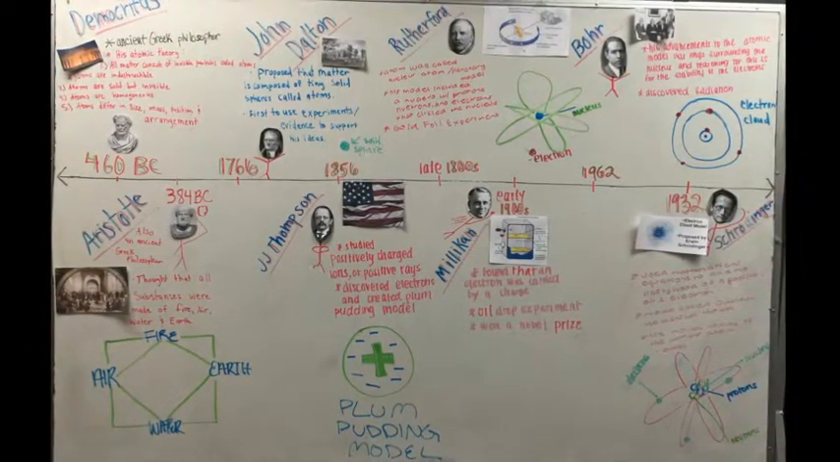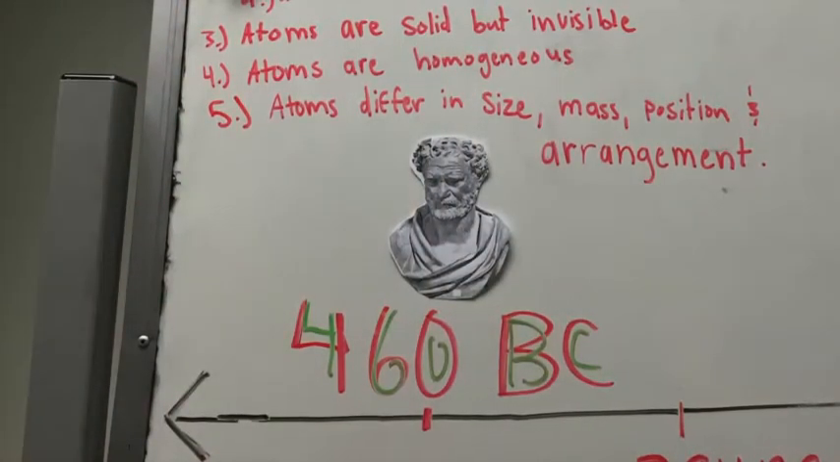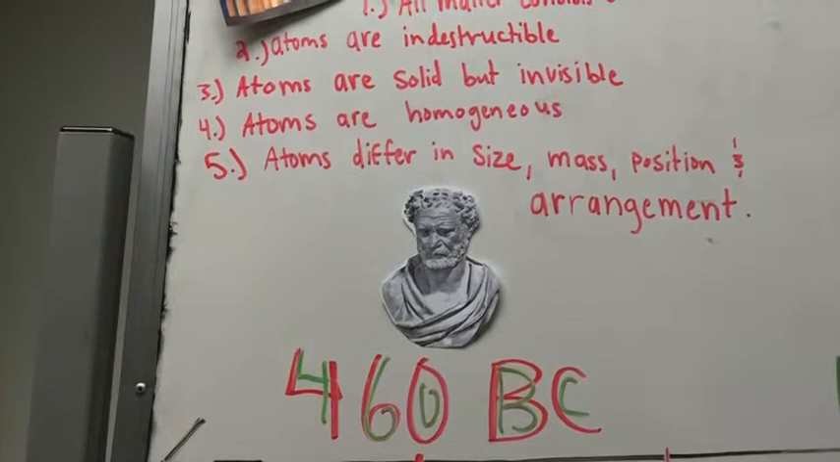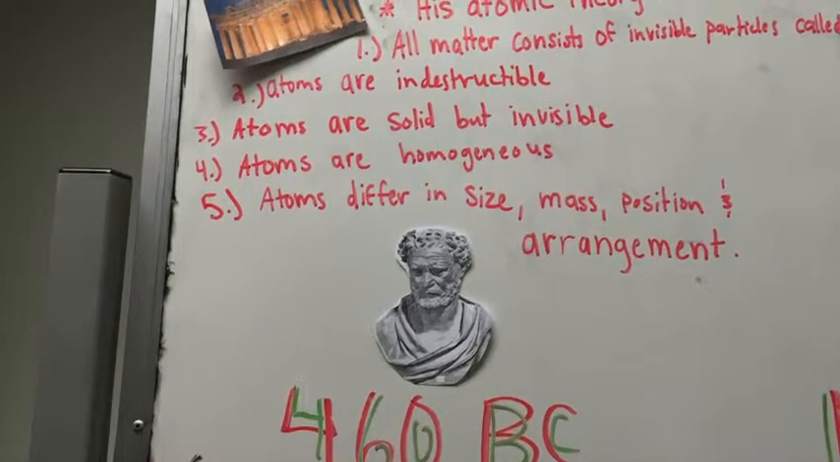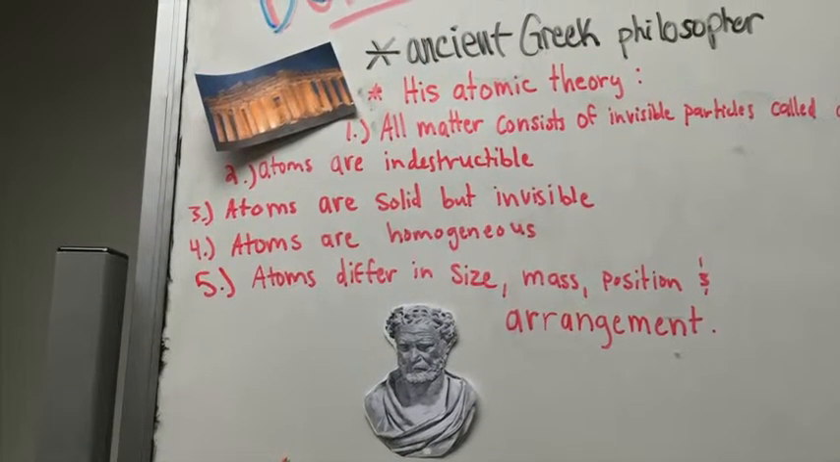Here's a timeline of the most influential scientists for atomic history. In 460 BC, Democritus was an ancient Greek philosopher who studied the atomic theory. His atomic theory was all matter consists of invisible particles called atoms. Atoms are indestructible, atoms are solid but invisible, and atoms differ in size, mass, position, and arrangement.